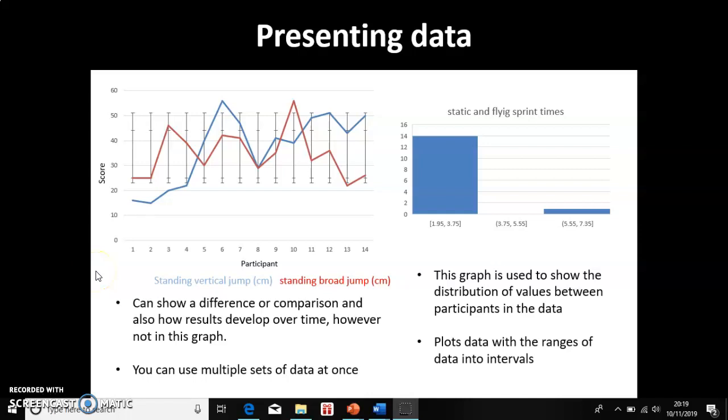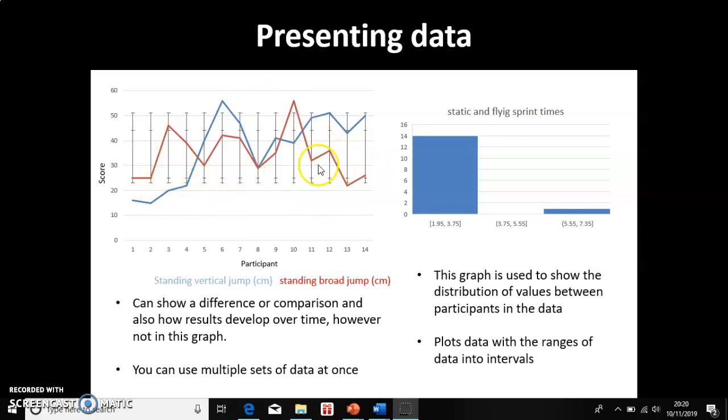So we can see a line graph is used to show difference or comparison between two sets of data, standing vertical jump or standing broad jump, and in other cases how your results would develop over time. So time might be at the bottom axis, and then you could see how the scores developed over time. But in this case, we've got the participant number on the bottom and scores at the top, so we can see where the participant scored. It's easily depicted.